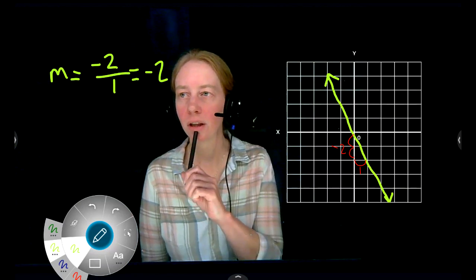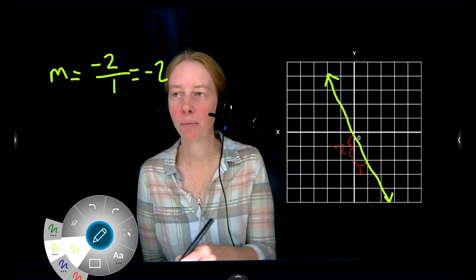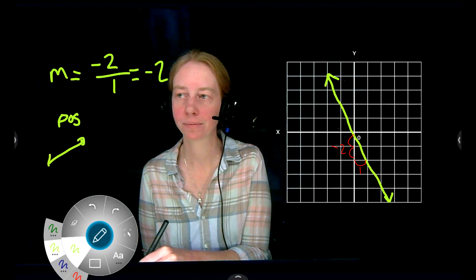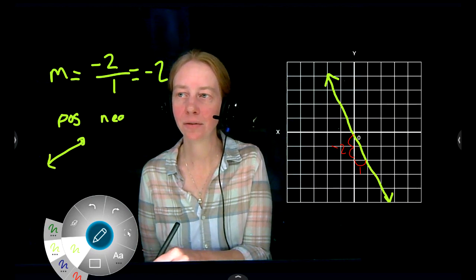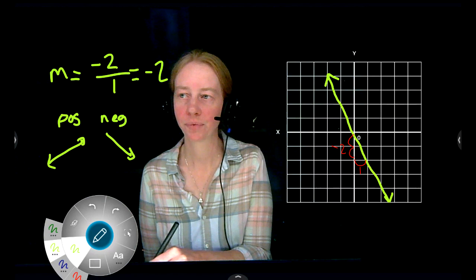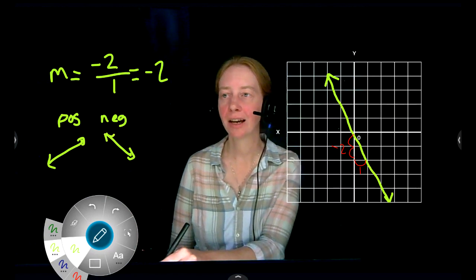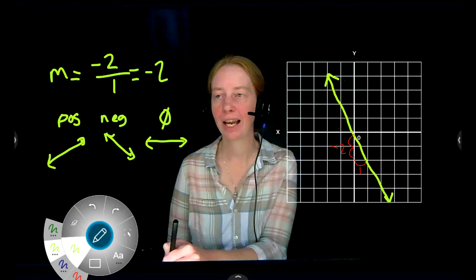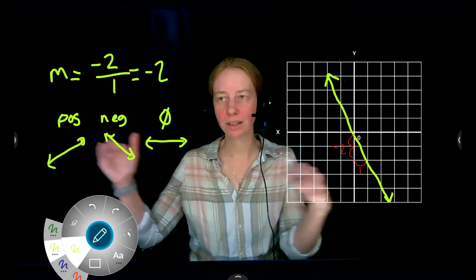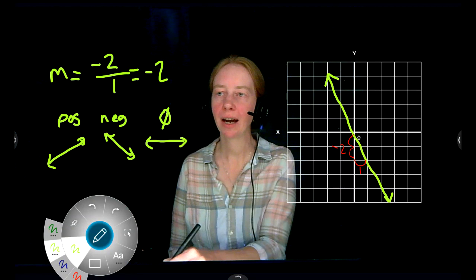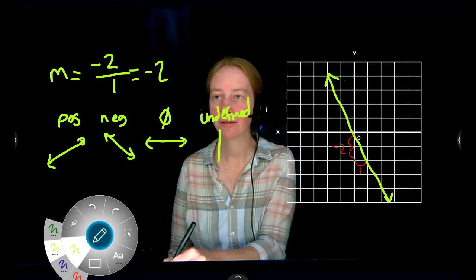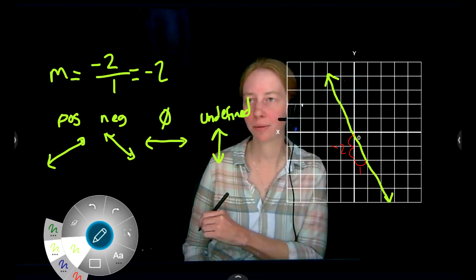Now, some students are like, well, when do you have it negative? When do you have it positive? So the easiest way to remember that is that when it's positive, it's heading up. When it's negative, it's heading down. We also have special cases of a 0 slope. It's when it doesn't rise or run at all. It runs, it doesn't rise. Okay, and we have what we call undefined. Undefined means that it's a vertical line, straight up and down.